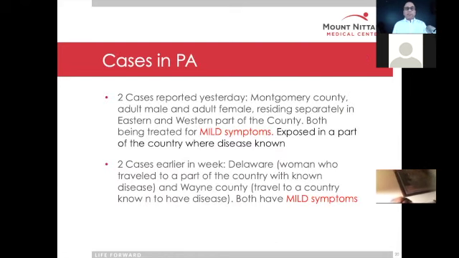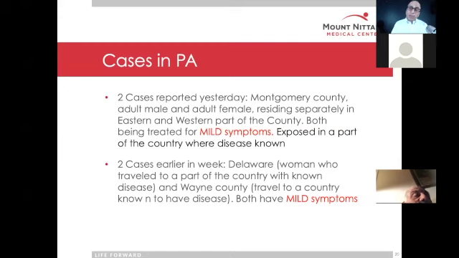Here are the cases in Pennsylvania. 4 cases are reported to date, 2 cases reported yesterday and 2 reported earlier in the week. The 2 reported yesterday, important to note, Montgomery County, an adult male and an adult female residing separately in 2 different parts of the county. So there was no relationship there. The key point is both were treated for mild symptoms and they were exposed in a part of the country where disease is known. It seems like it's within the United States.